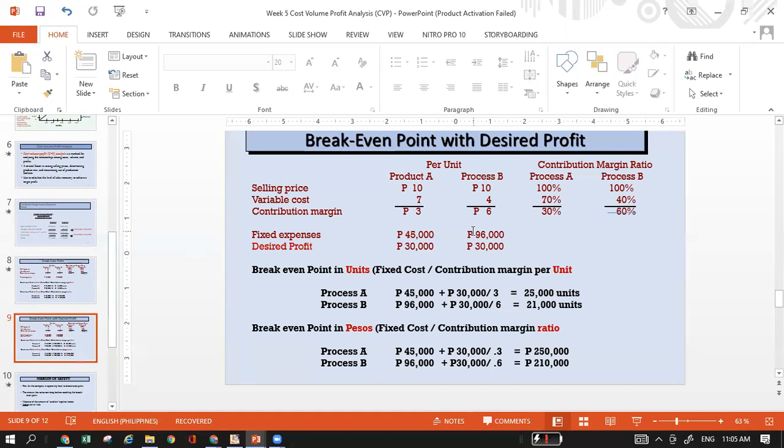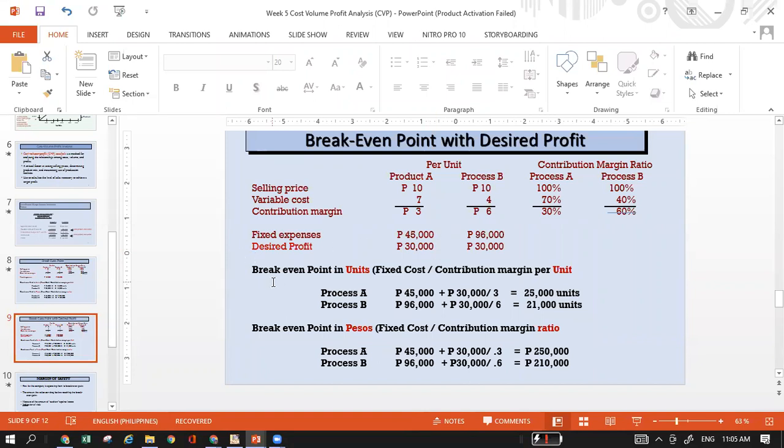So let's have another problem. We have the selling price of 10. The variable cost is 7. Your contribution margin is 3. Fixed cost is 45,000 and the desired profit is 30,000. After computing for your break-even point, you have no profit nor gain. In this case, you wanted to know what will be your profit. I have decided, your desired profit now is 30,000, right? Gusto ko, after selling all my products, I will have a profit of 30,000.